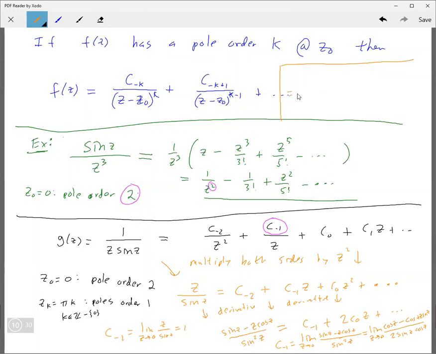So we have the limit as z goes to 0. In the numerator, these are going to cancel, and you're going to have z sine z, and the denominator is going to be 2 sine z cosine z. Now the sine z's are going to cancel. You just have z over 2 cosine z, and when you put zero in, that's going to be 0. So this is 0.